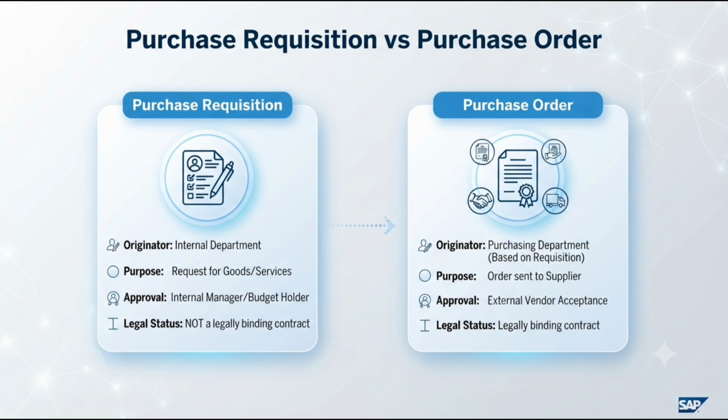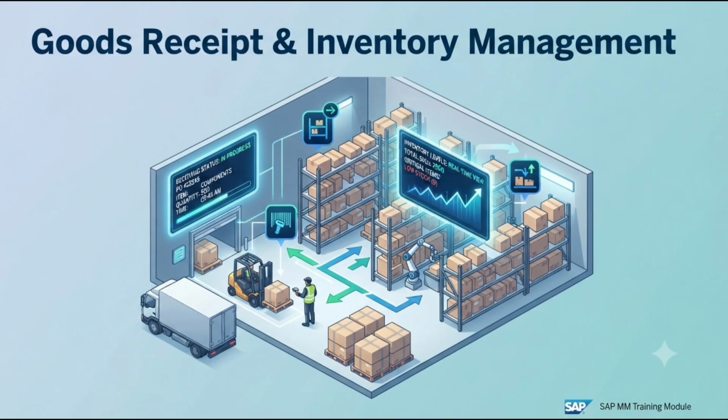In SAP, both documents are linked, so the history remains clear. Purchase requisitions help in planning and approval workflows, while purchase orders drive the actual procurement. Mastering the difference and the conversion process between these two documents is a core skill for every SAP MM consultant and procurement professional. When materials arrive at the plant, a goods receipt is posted in SAP using Transaction MIGO.